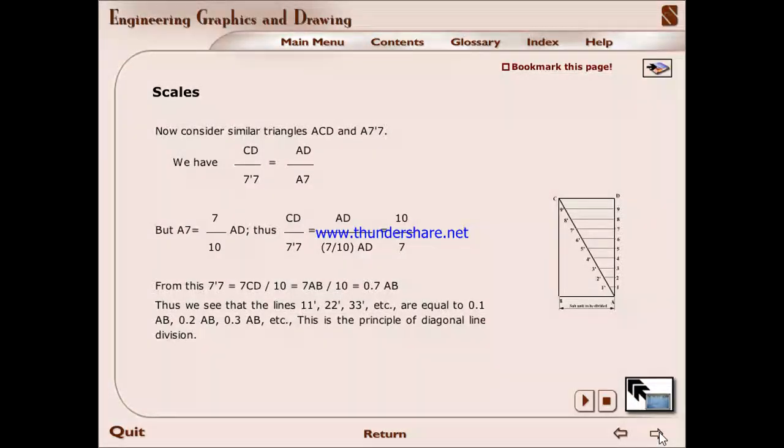Thus, we see that the lines 11 dash, 22 dash, 33 dash, etc. are equal to 0.1 AB, 0.2 AB, 0.3 AB, etc. This is the principle of diagonal line division.